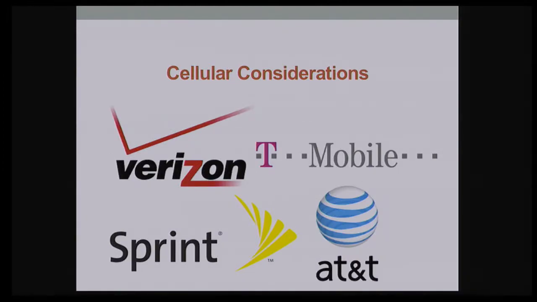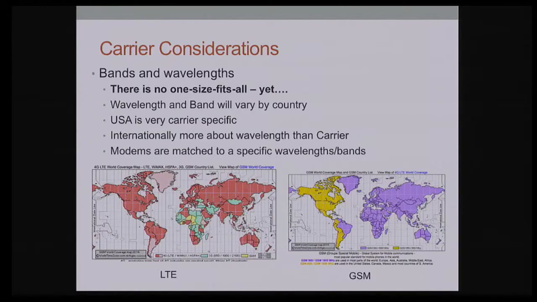Now we can talk a little bit about some of the cellular considerations. One of the things that's necessary is to understand what your options are, the costing, the types of plans you can get from your carriers, as well as the wavelengths, because it really comes down to the bandwidths and the wavelengths. There is no one-size-fits-all. In America, it's very, very carrier-specific. Internationally, it's a little different. It's more about the wavelengths than the carriers. The modems that we're getting from the devices are matched to the wavelengths of the carriers.